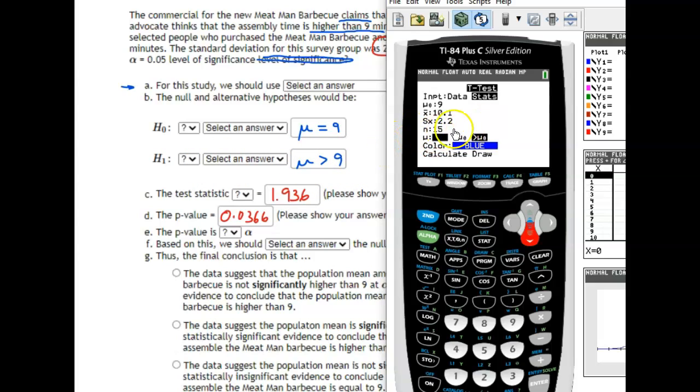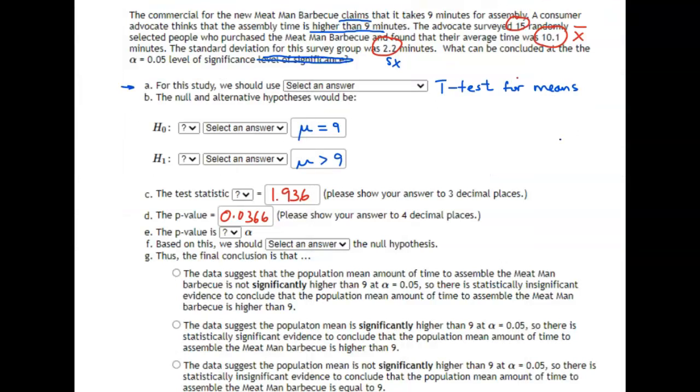Here it shows mu is bigger than the null claim, the null mean, so you're going to choose the one that says greater than mu 0. Then you calculate. This gives us the t-stat of 1.936 and the p-value of 0.0366. So either StatCrunch or calculator, you get the same result.